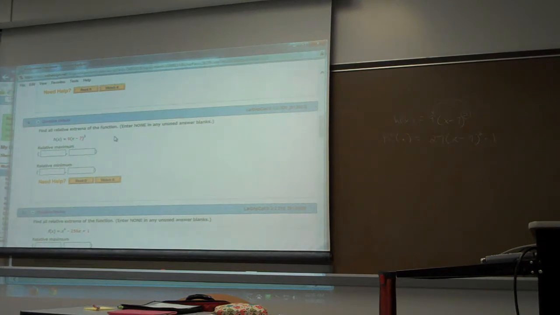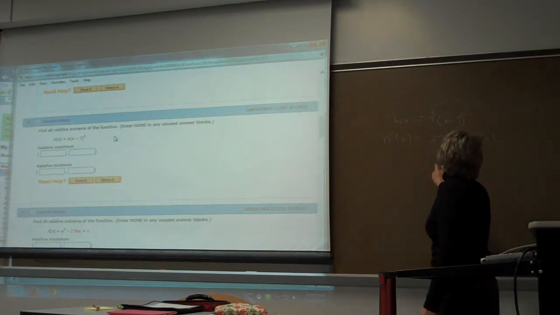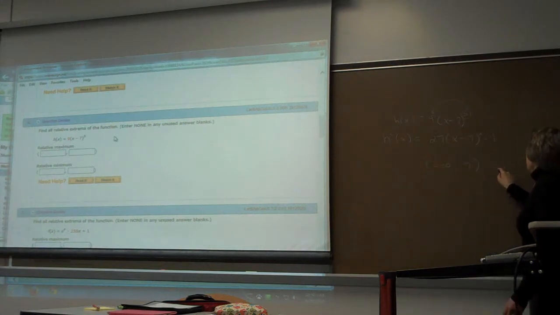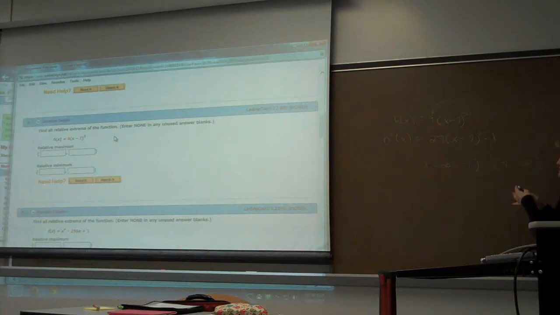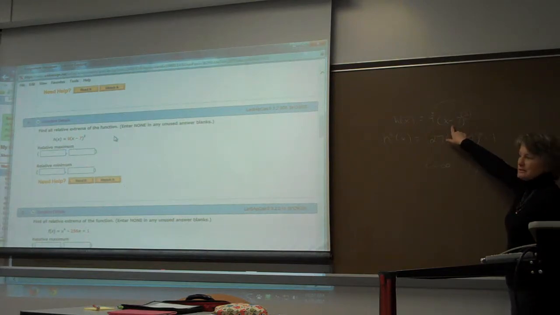So, that's the only critical value I have. So all I gotta do is go from negative infinity to 7, and from 7 to infinity. Now when you set up your intervals, you gotta know what the domain of this is.